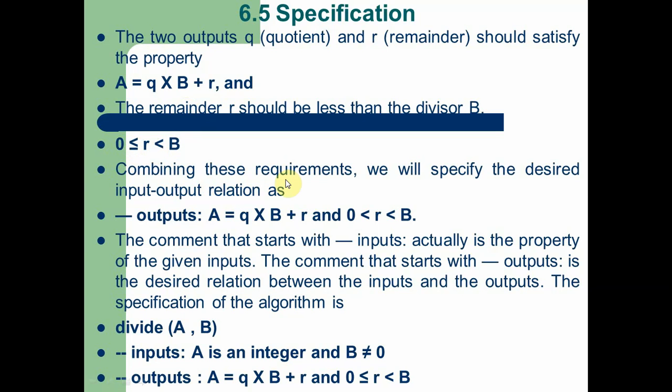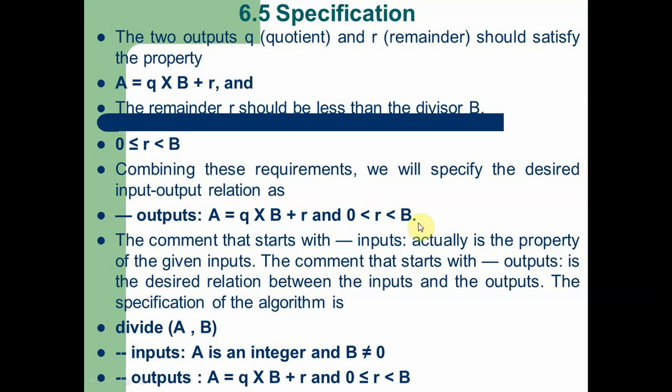So combining these requirements, we will specify the desired output. Here we will write the specification for the output variables, that is Q and R. So here you can see double dash outputs: A is equal to Q into B plus R, and R not less than 0 and less than B. So the value of R should not be less than 0, and the value of R should be less than B. So in a single line we specify the relationship between the output variables Q and R.